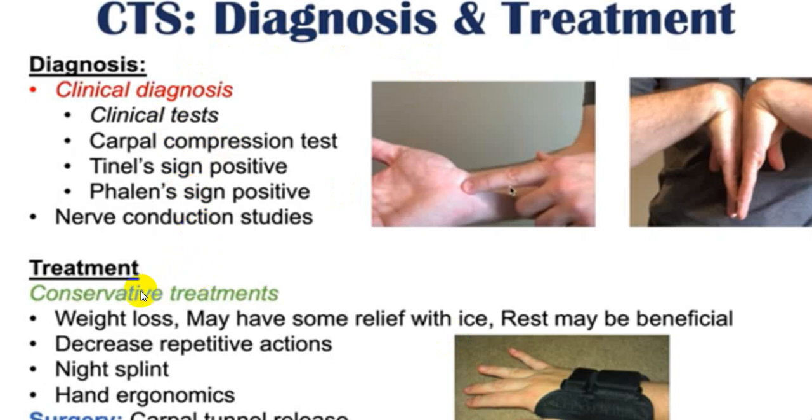There are some conservative treatments like weight loss, which may be beneficial, local ice application may give partial relief, and rest will be beneficial. Decrease repetitive movements, a night splint like this will be helpful, and then you can have hand ergonomics. If there is no improvement, then the person might require a carpal tunnel release, or we call decompression.